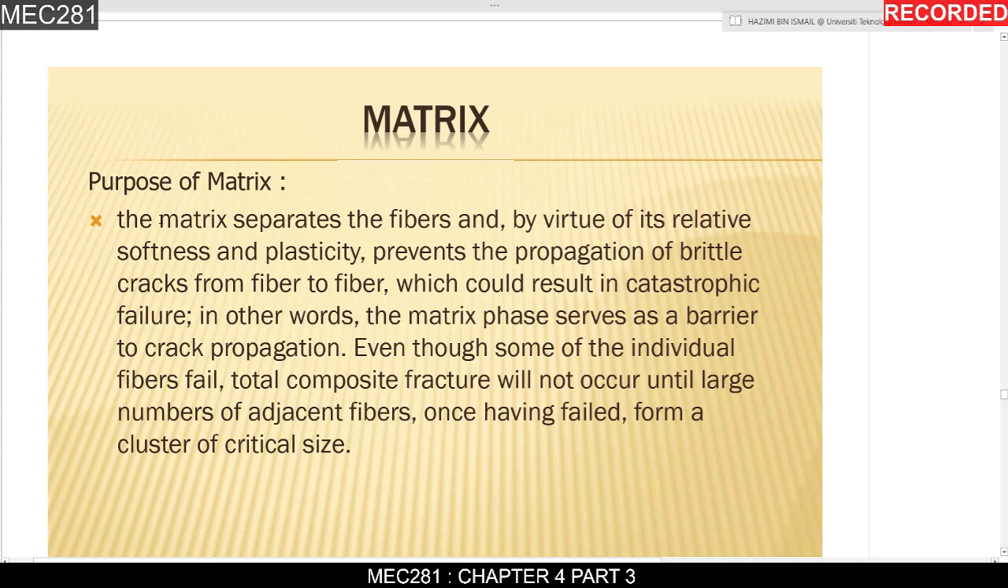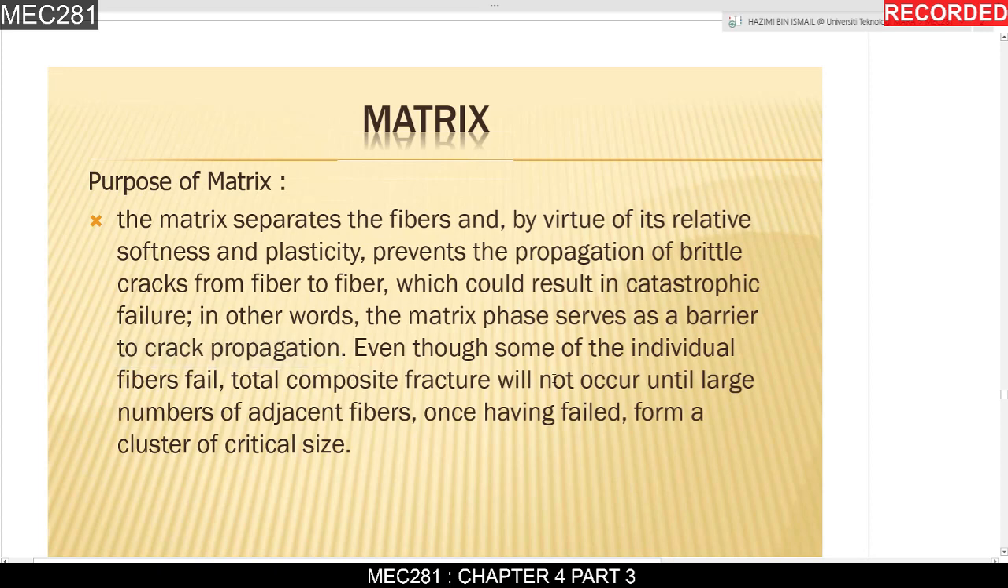And purpose of matrix, the matrix separates the fibers, and by virtue of its relative softness and plasticity, prevents the propagation of brittle cracks from fiber to fiber, which could result in catastrophic failure. In other words, the matrix phase serves as a barrier to crack propagation. Ni maksudnya saya tadi cakap dia adalah protector. Dia matrix phase ni akan mengelakkan daripada berlakunya crack lah, retak.